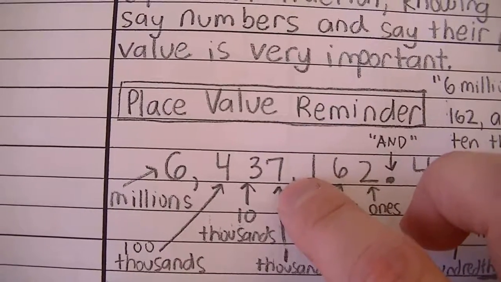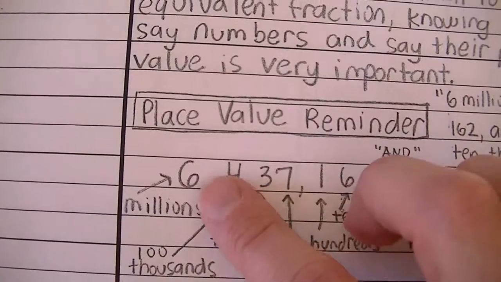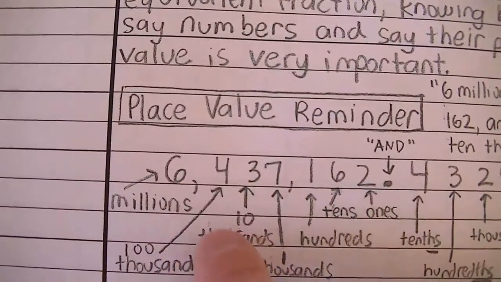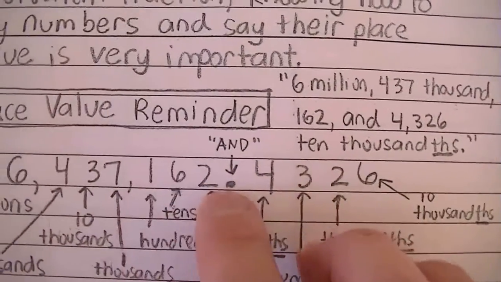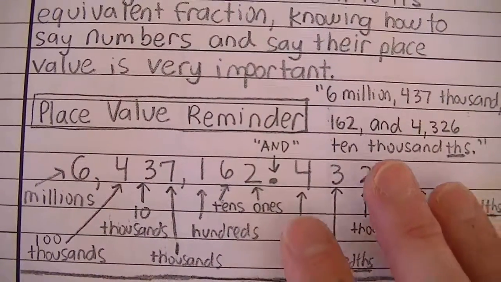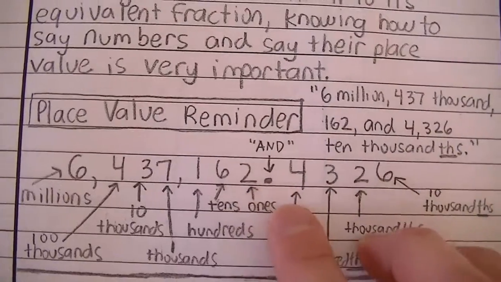Also notice that every 3 digits from the right is going to be a comma. So 3 digits, comma, 3 digits, comma. Okay? And when you see the decimal, you want to say and. Don't ever say point. In a math class, you want to say and.